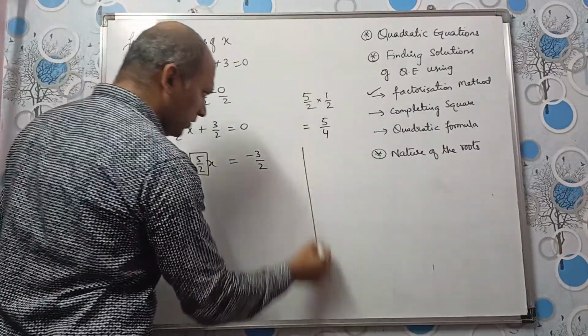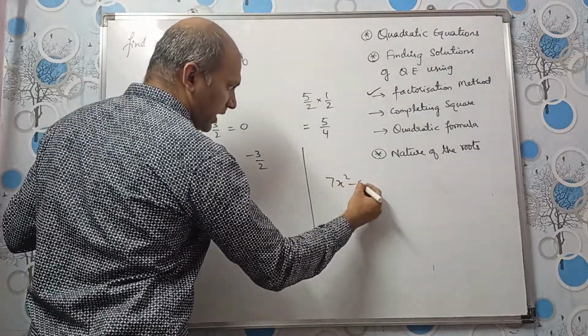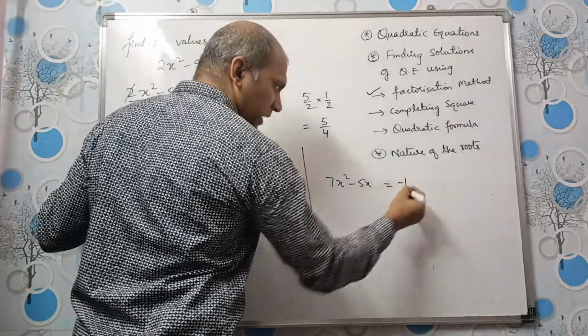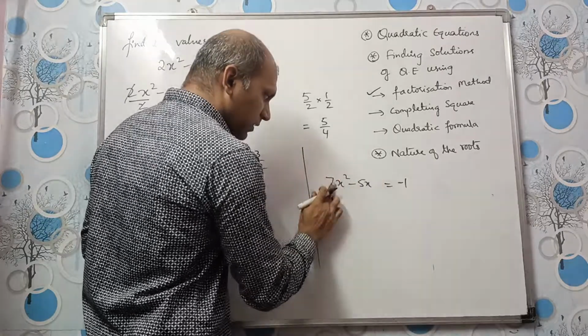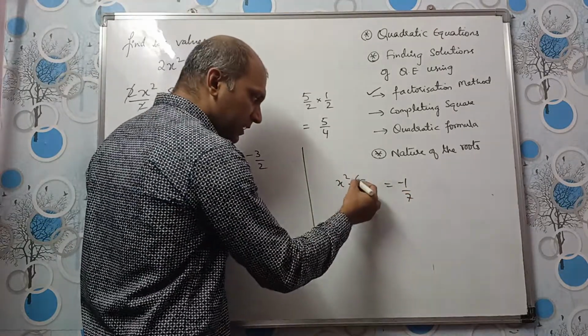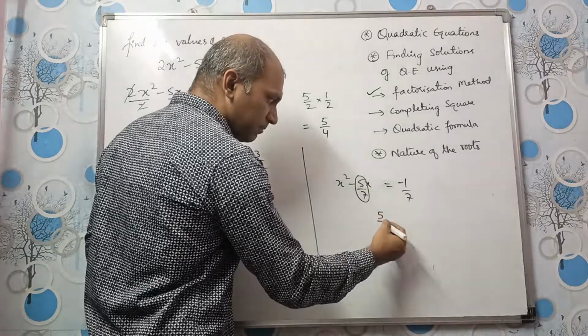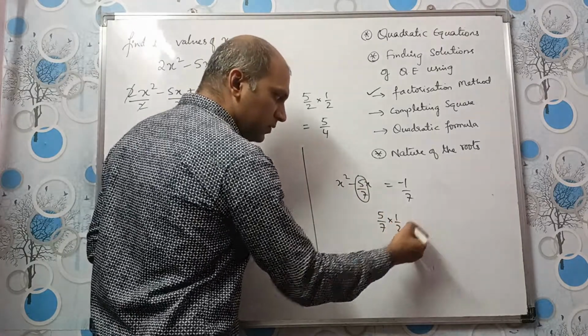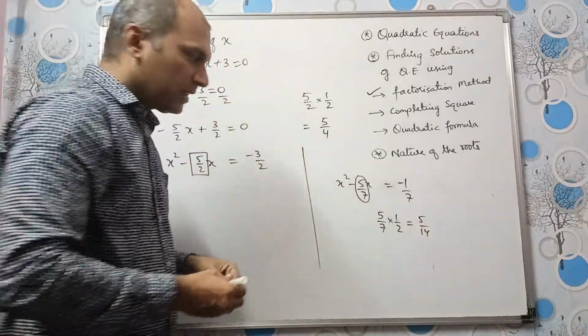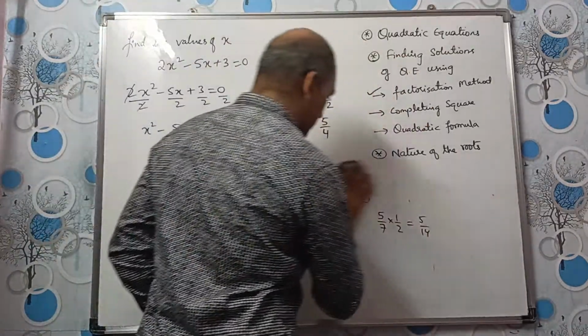Like for example now, if you have 7x square minus 5x plus 1 equal to 0. So this is equal to minus 1 like this. We'll divide this by 7 on both sides. Now, take this 5 by 7, multiply with 1 by 2. So this will be 5 by 14. Alright. Like this.